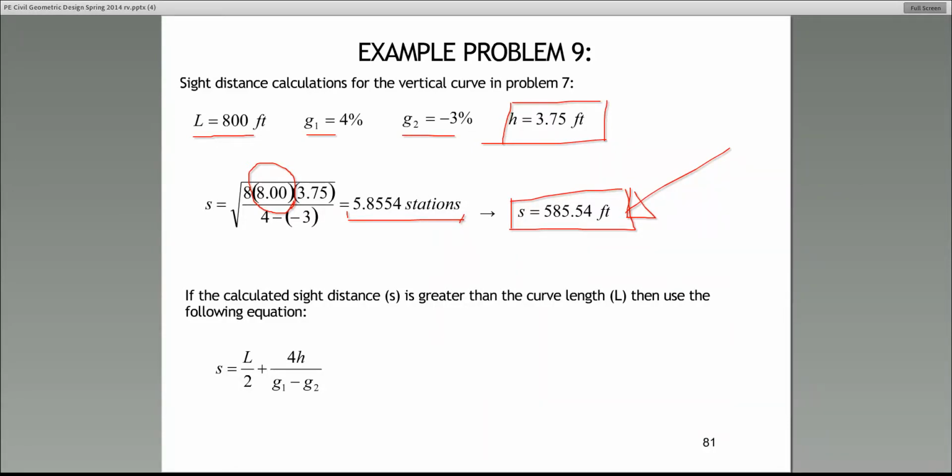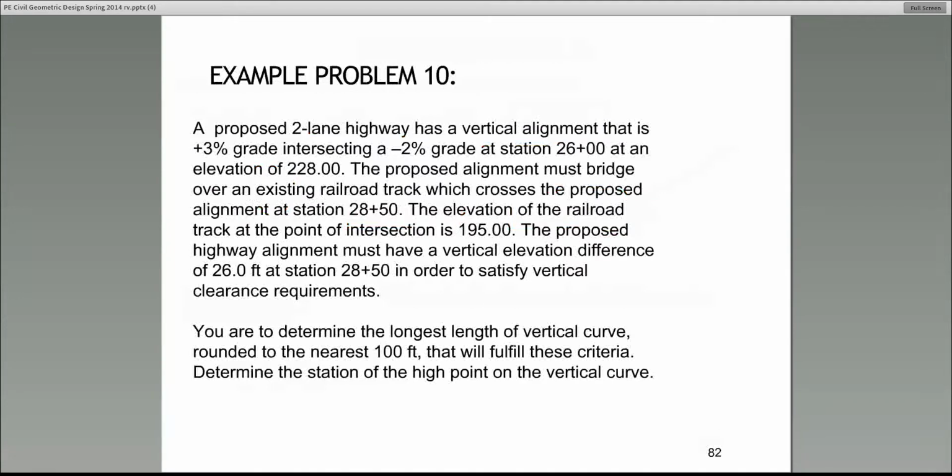Next, let's move on. This particular problem is the last concept that I want to share with you, and this deals with the concept of vertical clearance. Vertical clearance, which you're responsible for, all right? So let's see what we can do here.